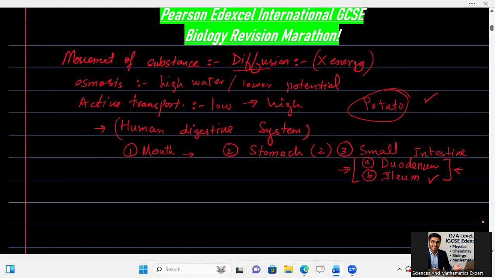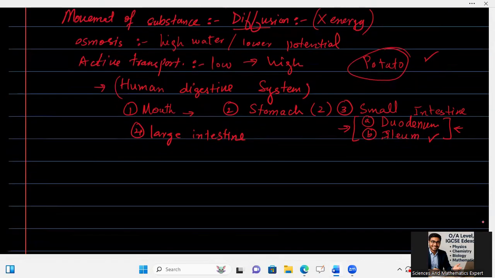And in the last, number four will be the large intestine. This is the last part of the digestive system, which absorbs water and forms and stores the feces. When a reasonable quantity is collected, it is excreted from the body through the anus. After that, we will move towards photosynthesis.